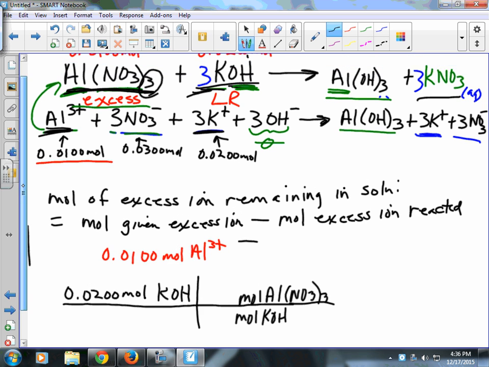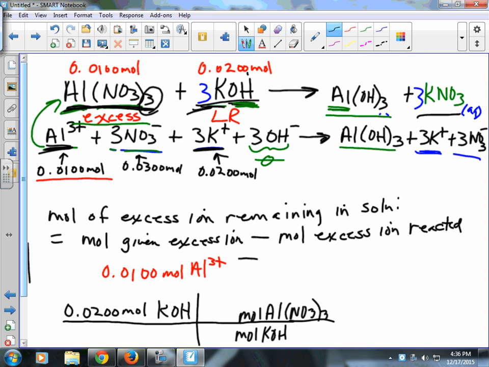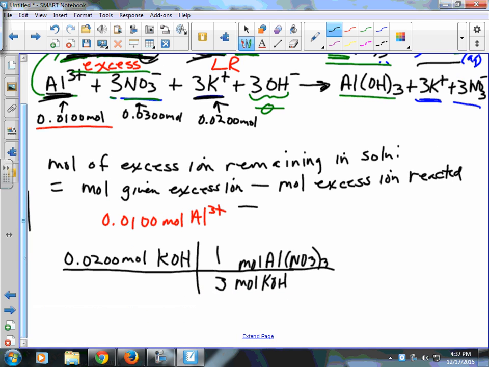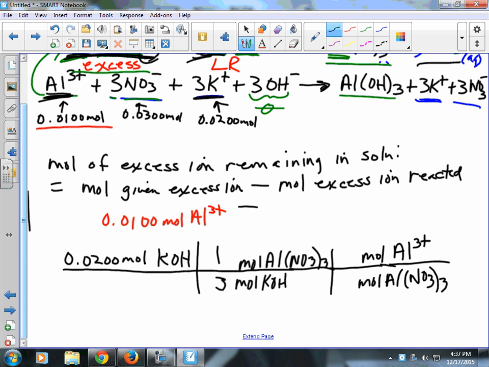And we get that mole ratio from the balanced equation. It's a 1 for the aluminum nitrate, a 3 for the KOH. But we need this in aluminum ions. Aluminum ions are what's left in the solution, not aluminum nitrate. Nitrate did not react. It's a spectator. So I'm going to go one step further, and I'm going to change moles of aluminum nitrate to moles of aluminum ion.